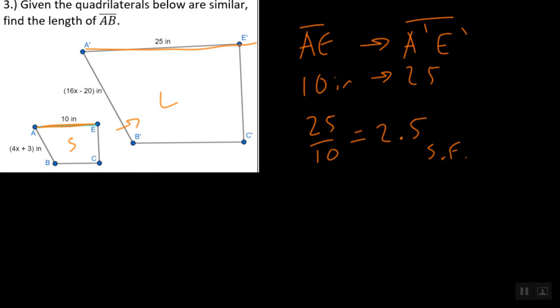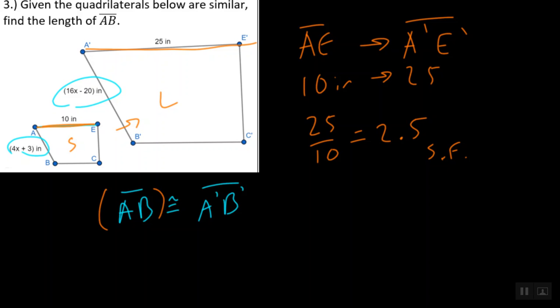Now how in the world are we going to set up these other equations? Okay, so let's think about this. What are the sides that we're given? Well, we're given AB, and we want to make it congruent to A prime B prime. Clearly that's not true right off the bat. So what do we have to multiply AB by in order to make this true? We multiply it by our scale factor of 2.5.